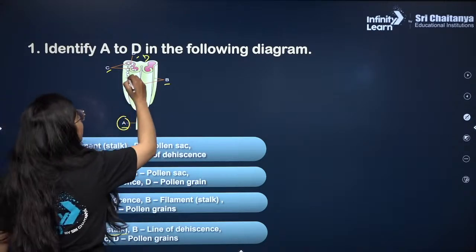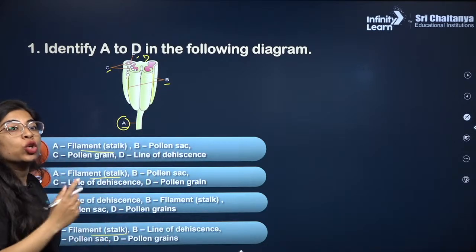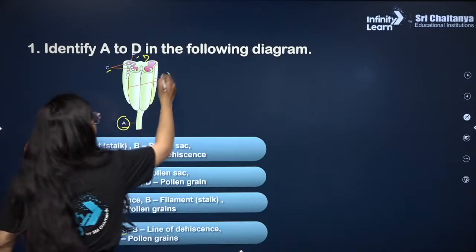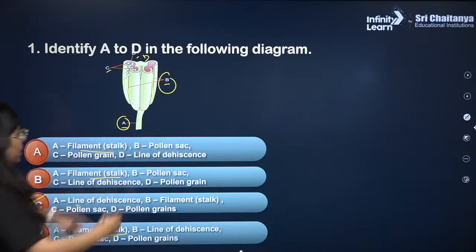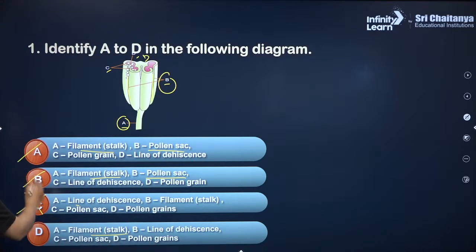I know that B is the line of dehiscence by which the anther will burst to release the pollen grains. So B is the line of dehiscence. That makes me eliminate A and B. So what is left to be my answer is option number D.